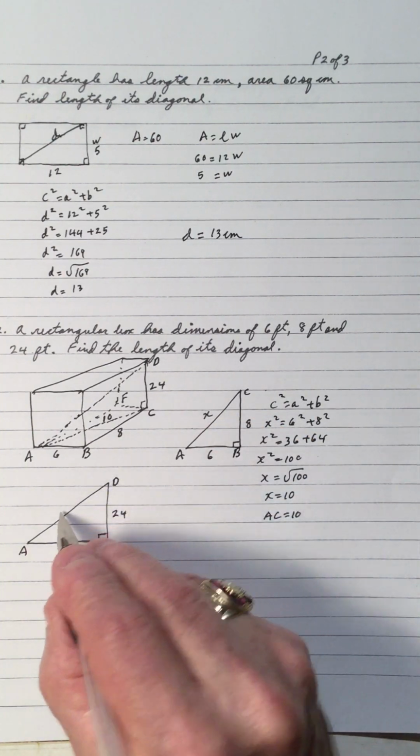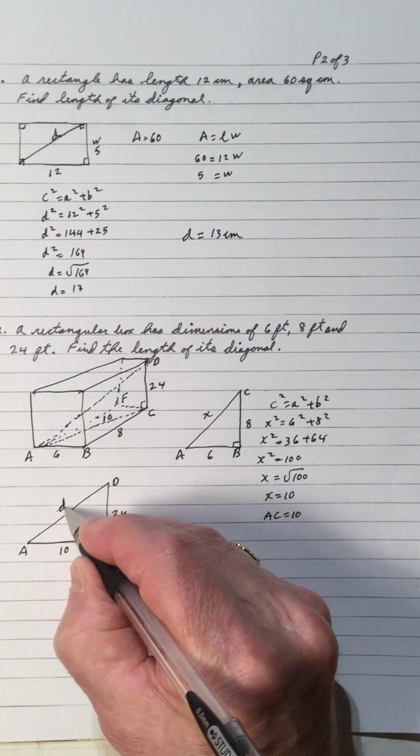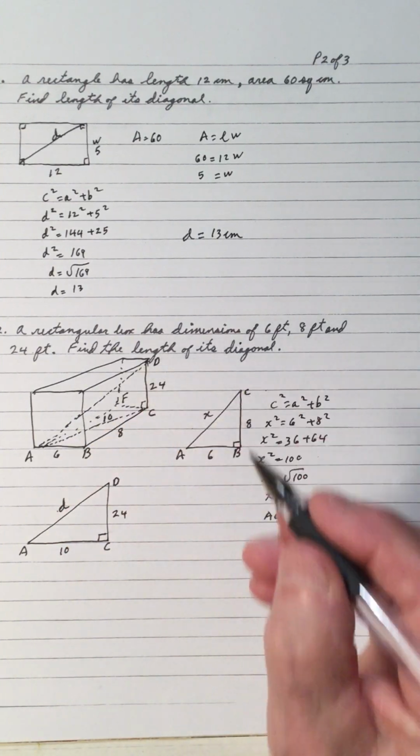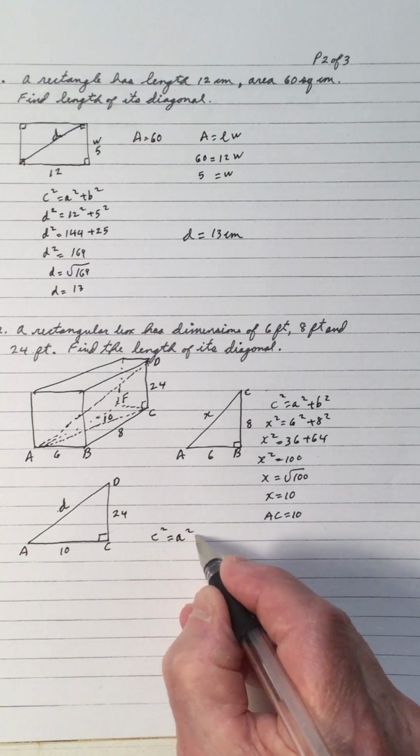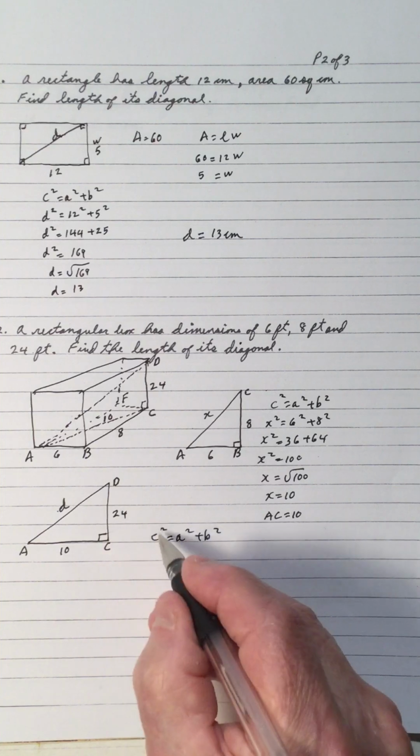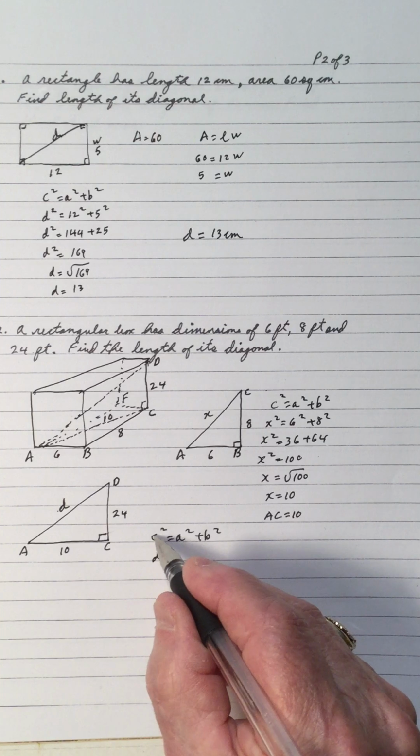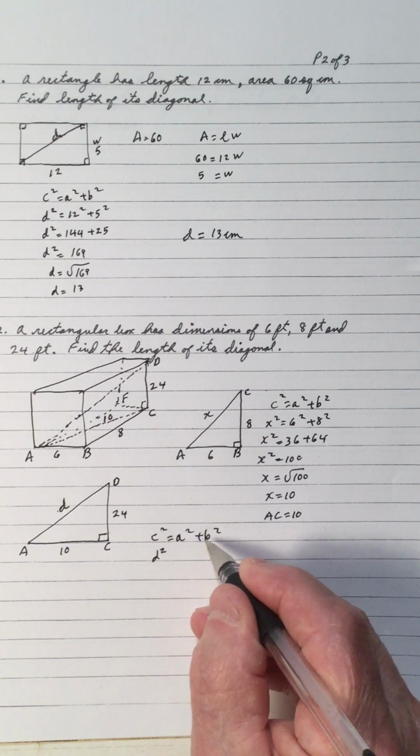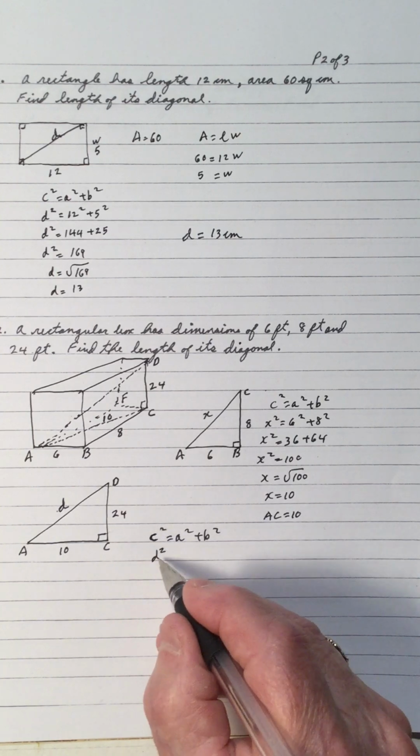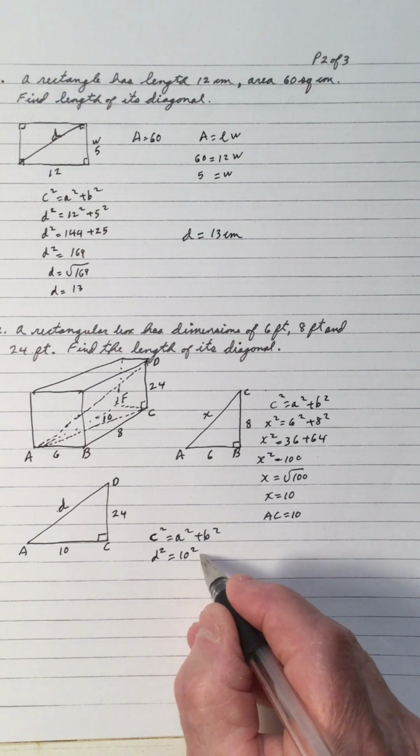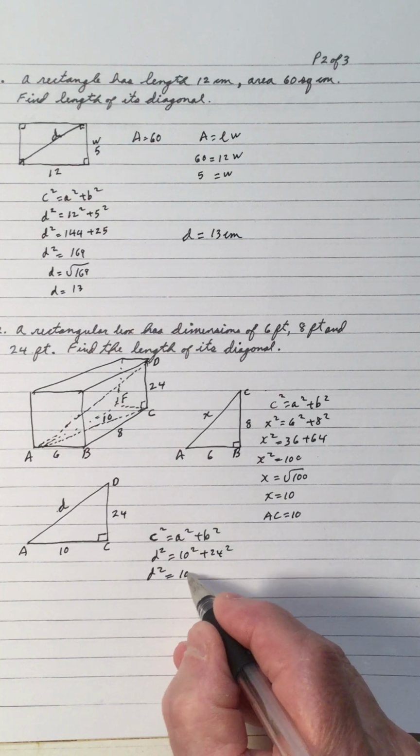So now we're going to find the length of the diagonal. Let's put this as the diagonal of the box, D. AD is the diagonal. So again, C squared is A squared plus B squared. The diagonal is D, so C is the hypotenuse, and A and B are the legs. C is the hypotenuse opposite the right angle, so that's the D. We have 10 squared and 24 squared. So D squared is, 10 squared is 100.